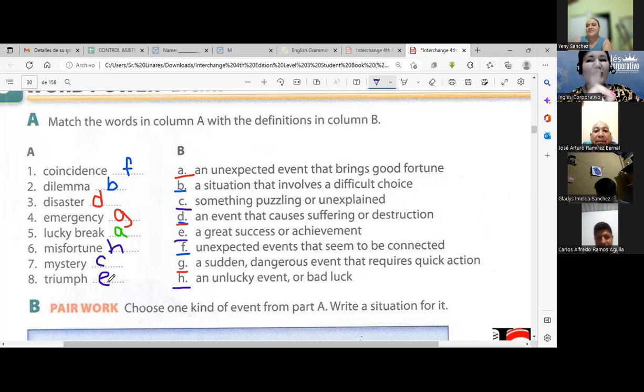No, I think this is not a coincidence. This is a lucky break. Yeah. It's a lucky break because I didn't know you. And now I know you and you know me. That's a lucky break.